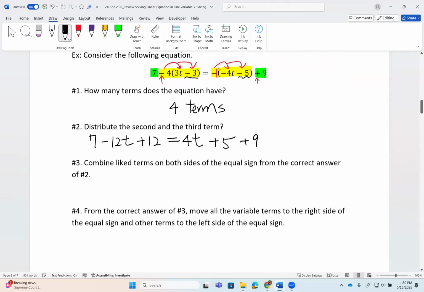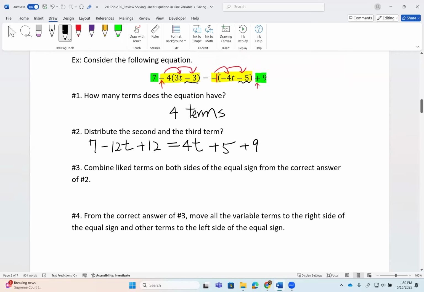All right, step number 3 here says combine like terms on both sides of the equal sign. Okay, so let's combine like terms first. On the left side, 7 and 12 can be combined. -12t, still -12t. 7 plus 12 is +19, equal sign in the middle. 5 plus 9 will give me 14. 4t still 4t. 5 plus 9 is +14.